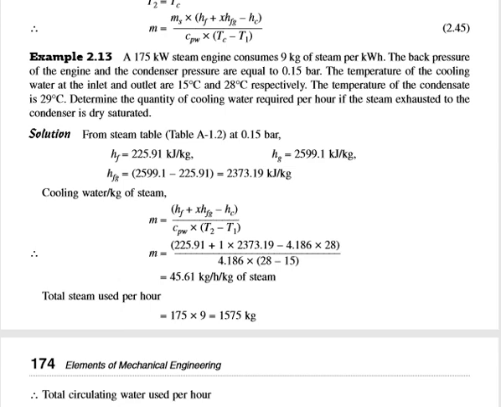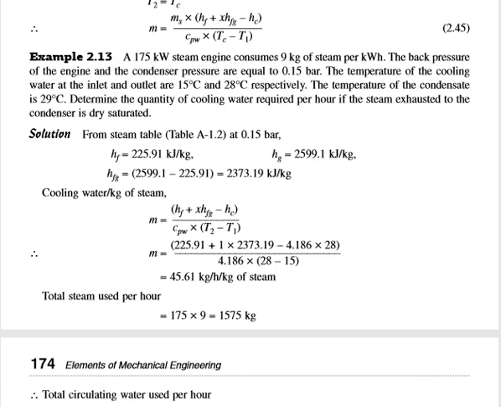A 175 kilowatt steam engine consumes 9 kg of steam per kilowatt. The back pressure of the engine and the condenser pressure are equal to 0.15 bar. The temperatures of the cooling water at the inlet and the outlet are 15 degrees Celsius and 28 degrees Celsius respectively. The temperature of the condensate is 29 degrees Celsius. Determine the quantity of cooling water required per hour if the steam exhausted to the condenser is dry saturated.